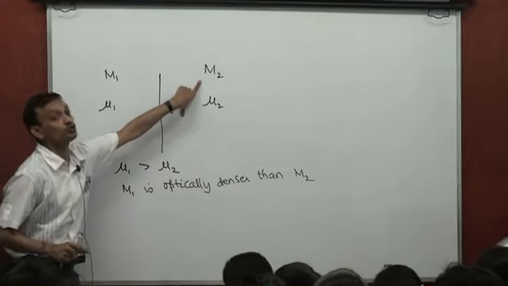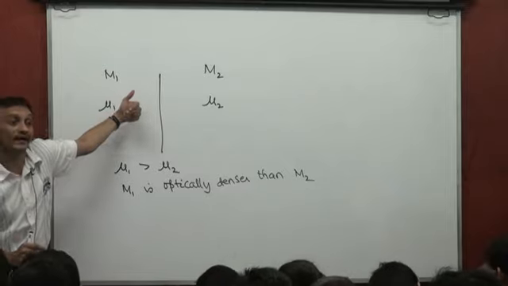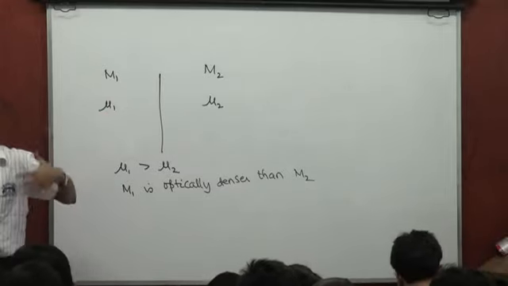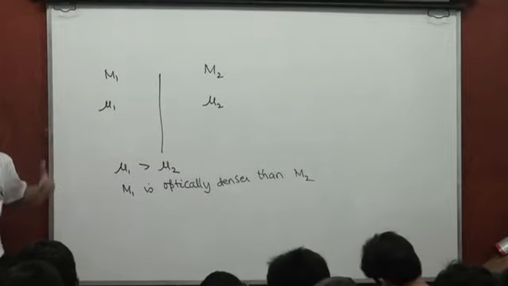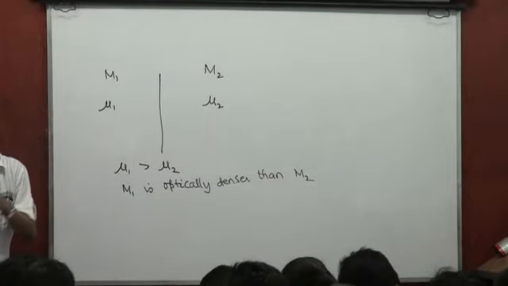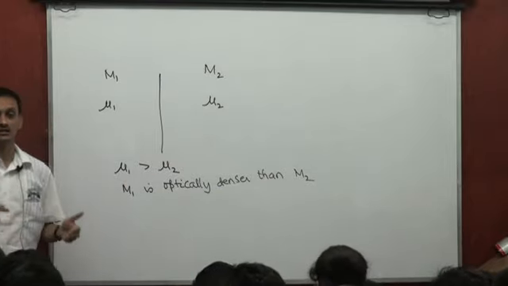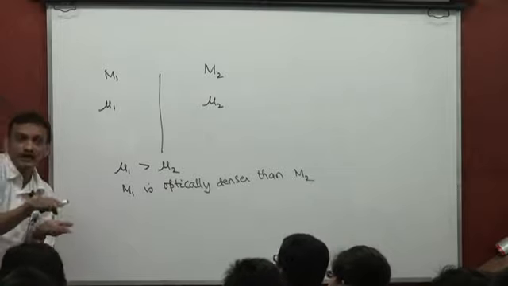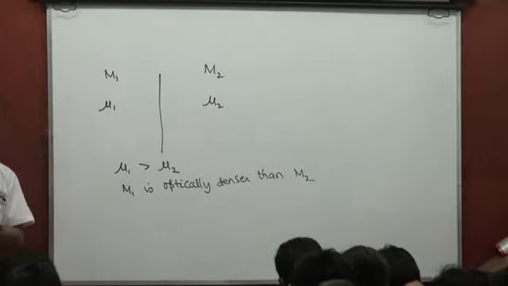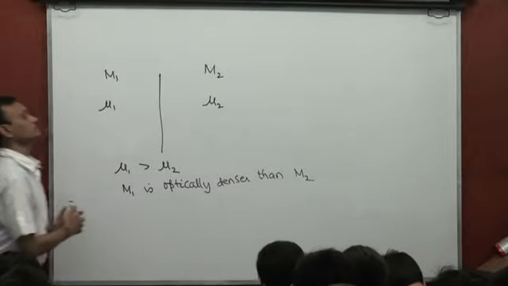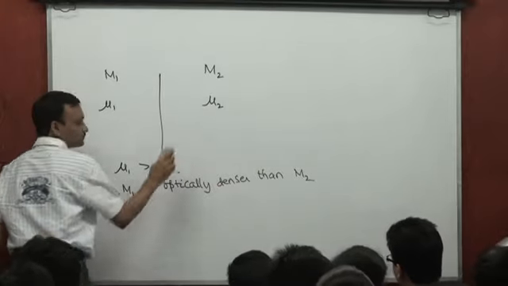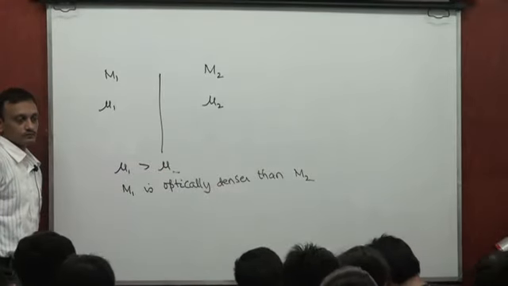Or we say M2 is optically rarer compared to M1. So whenever we talk of optical density, we are actually talking of the refractive index of the medium. If one medium has a high refractive index, we say it's optically denser. If a medium has a low refractive index, we say it's optically rarer. Right? Are you okay with this?